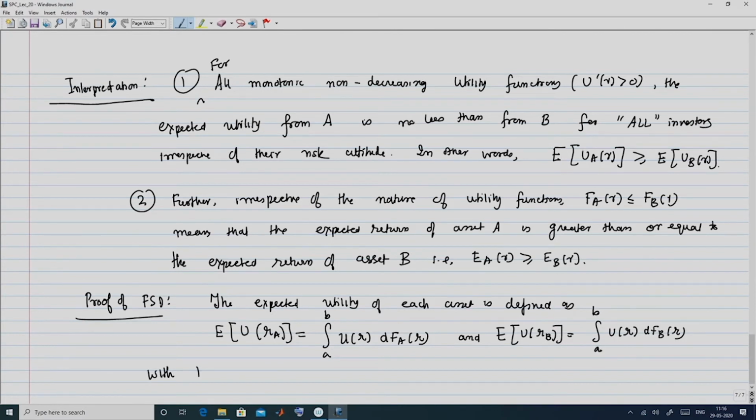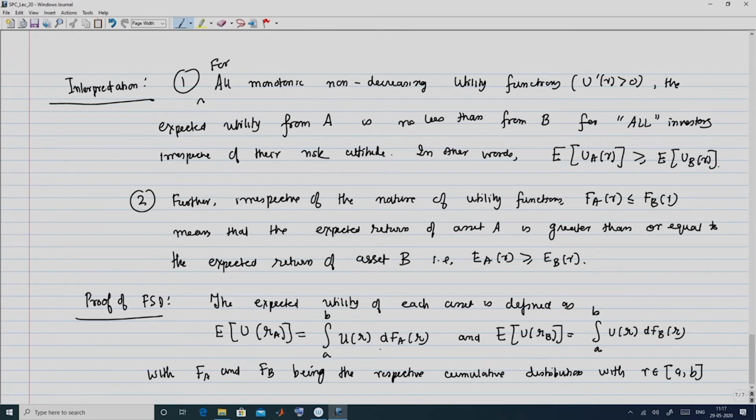with F_A and F_B being the respective cumulative distributions, with, as I have said, the range of returns being a to b.